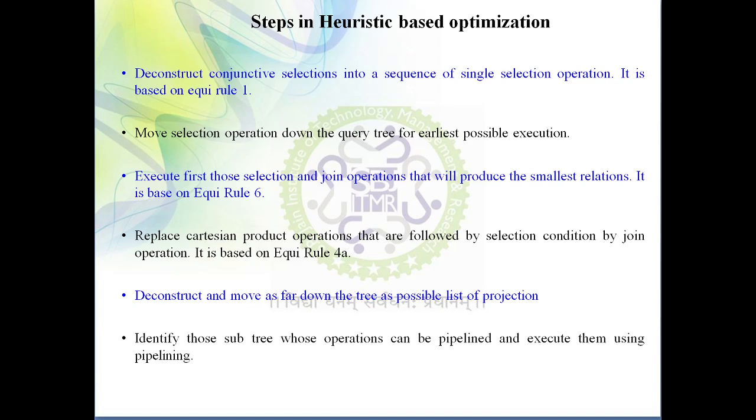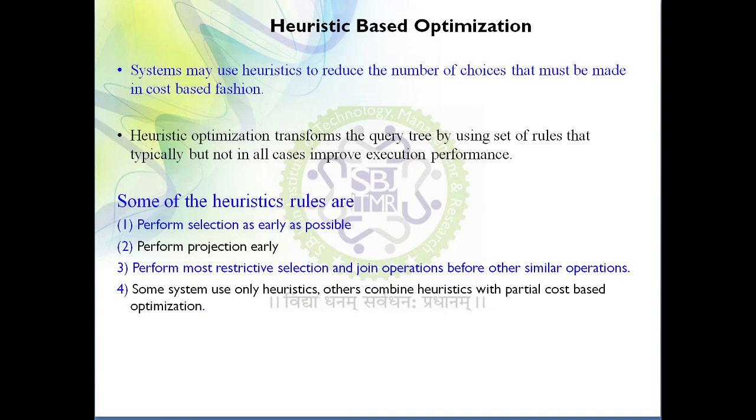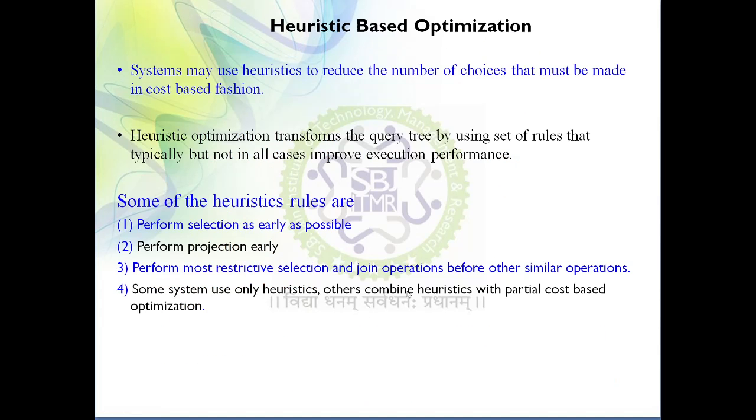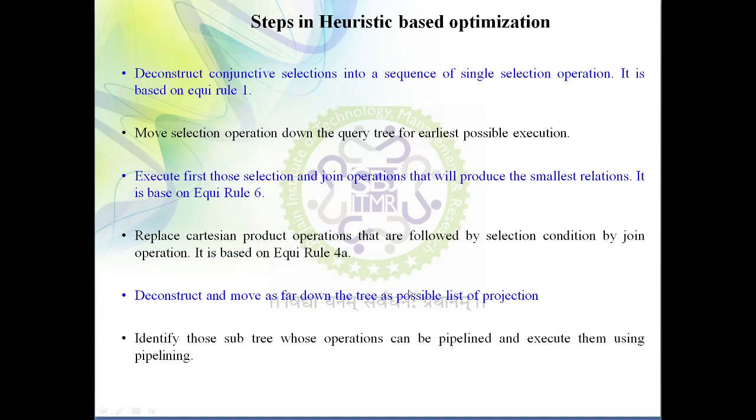Then the second step, move selection operation down the query tree for earliest possible execution. This is also something we have seen over here. Here what we have done is we have just moved the selection operation down the tree. Why is it so? Because this query evaluation plan is evaluated in a bottom up manner, not in a top down fashion. So here you can see the selection operation is performed here, but here the selection operation is performed first. So this is the second step in heuristic based optimization.